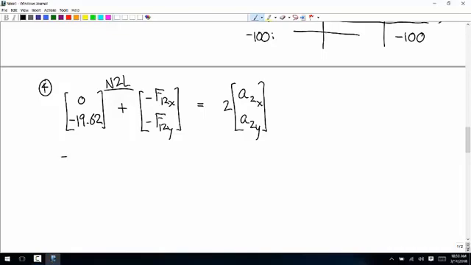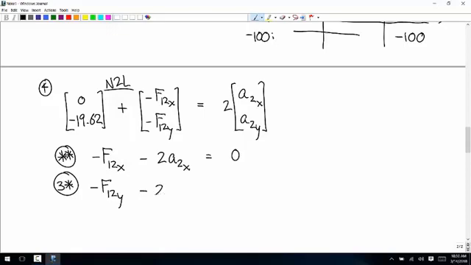And so we have equation double star that says negative f12x minus 2a2x is equal to 0. And equation 3 star that says negative f12y minus 2a2y is equal to positive 19.62.